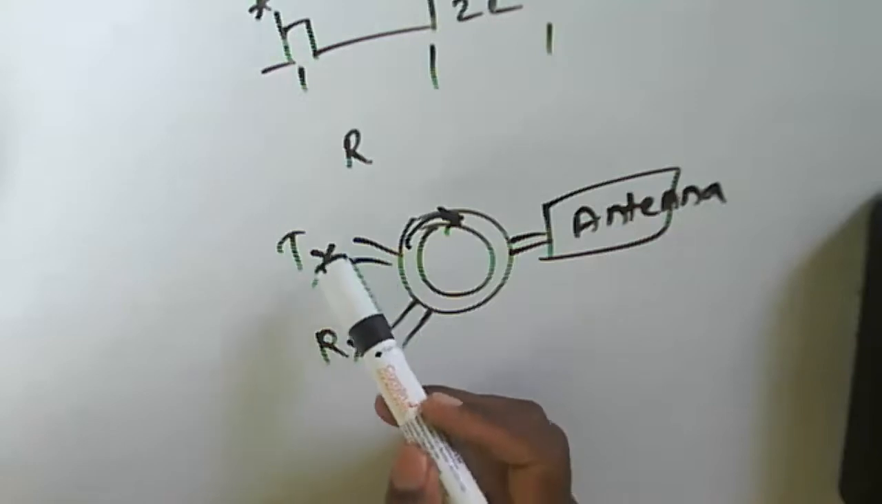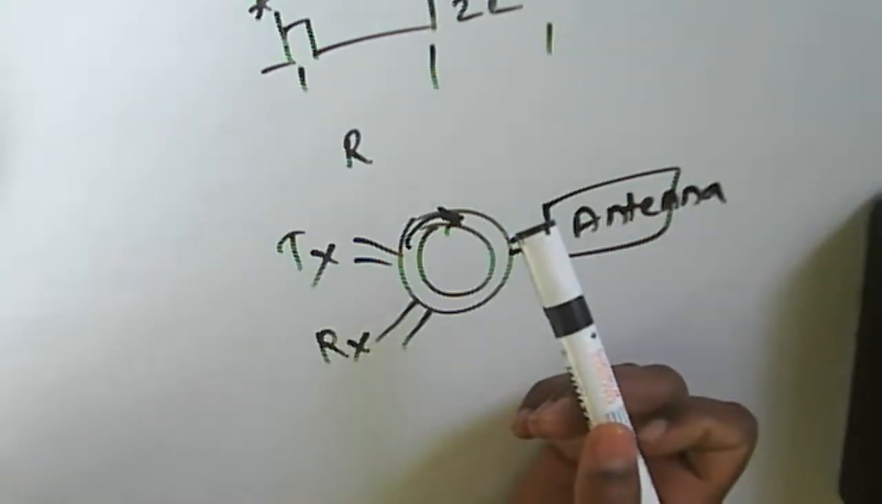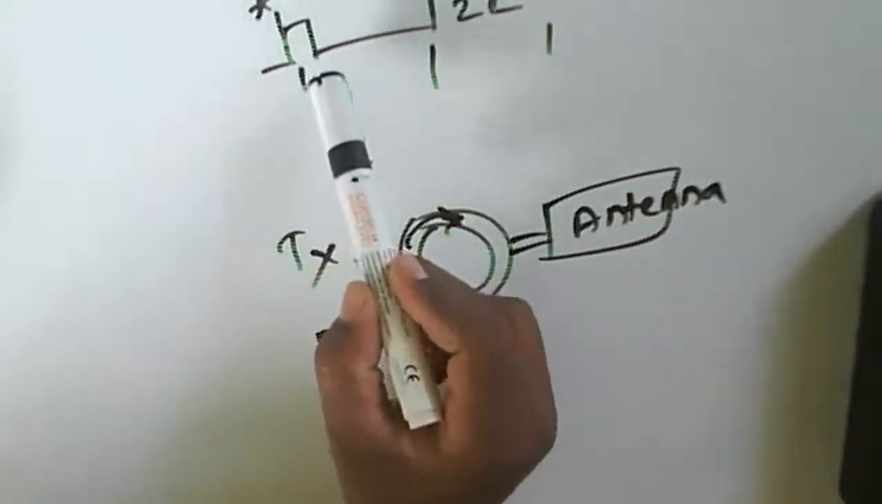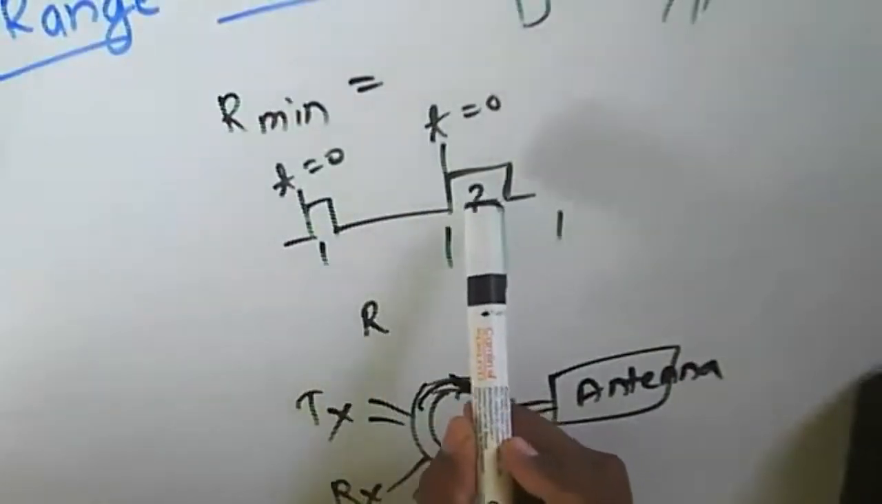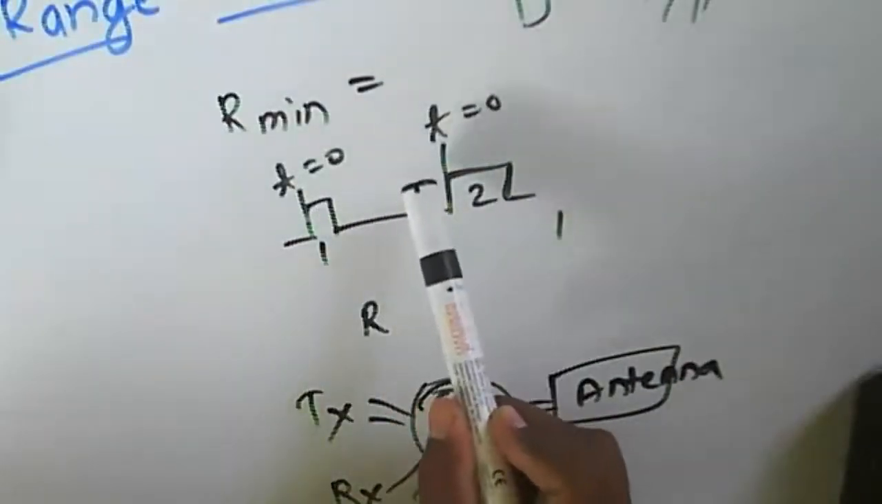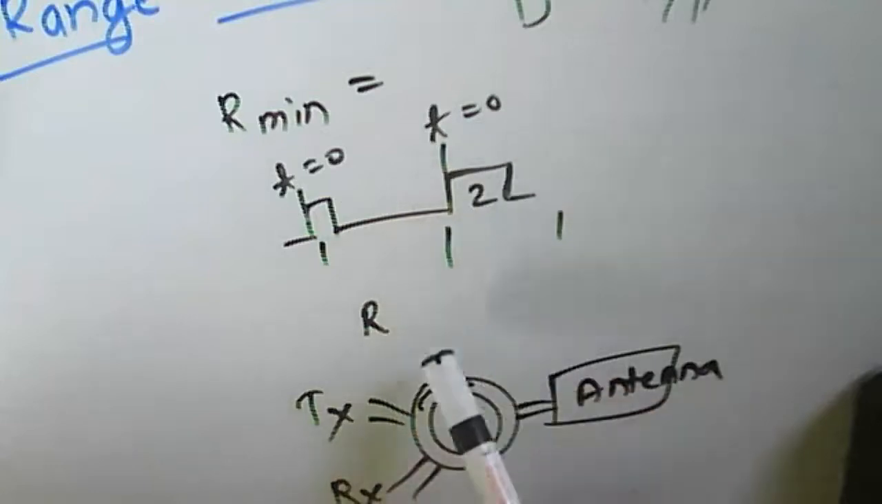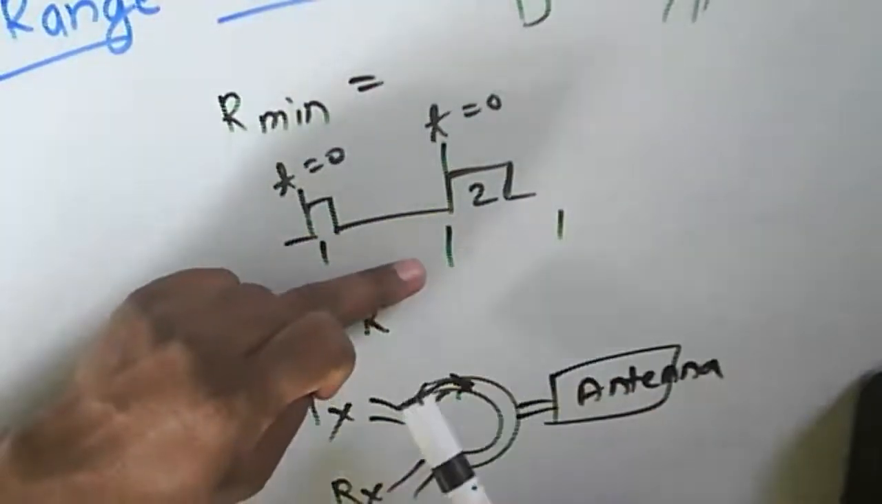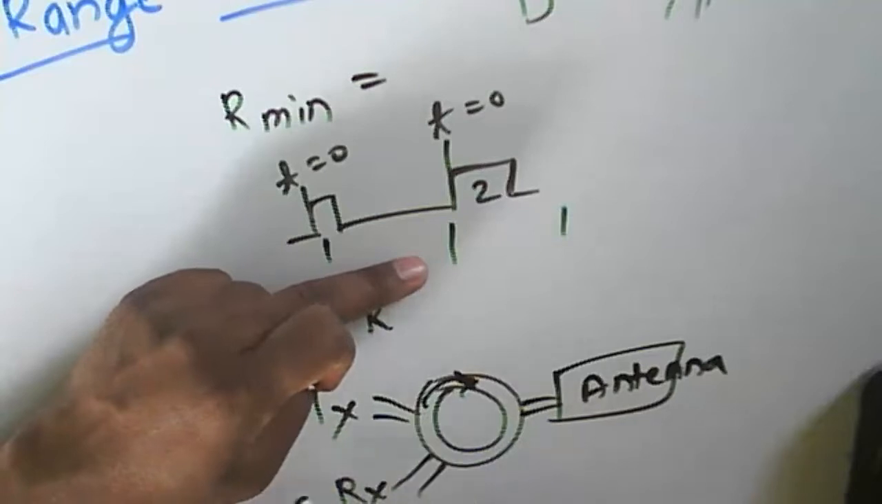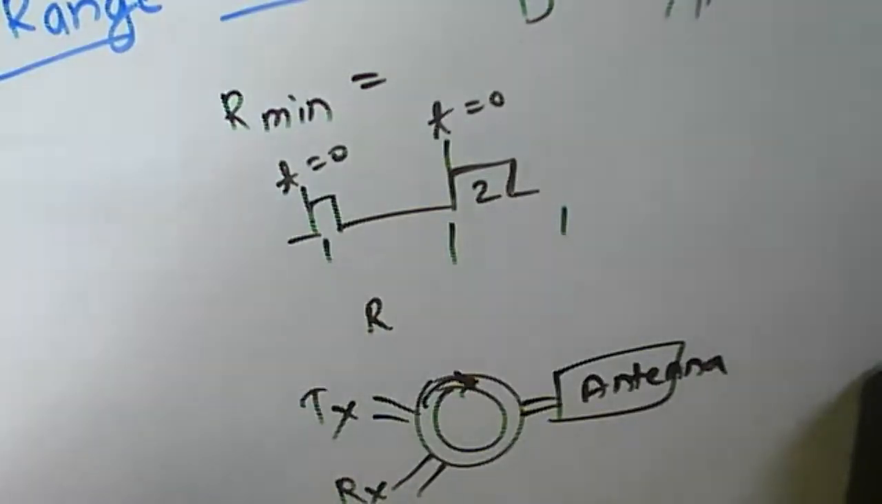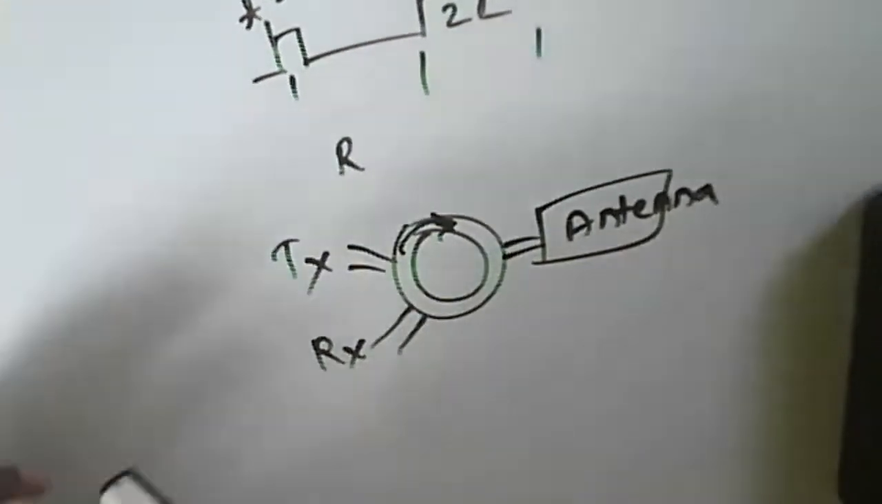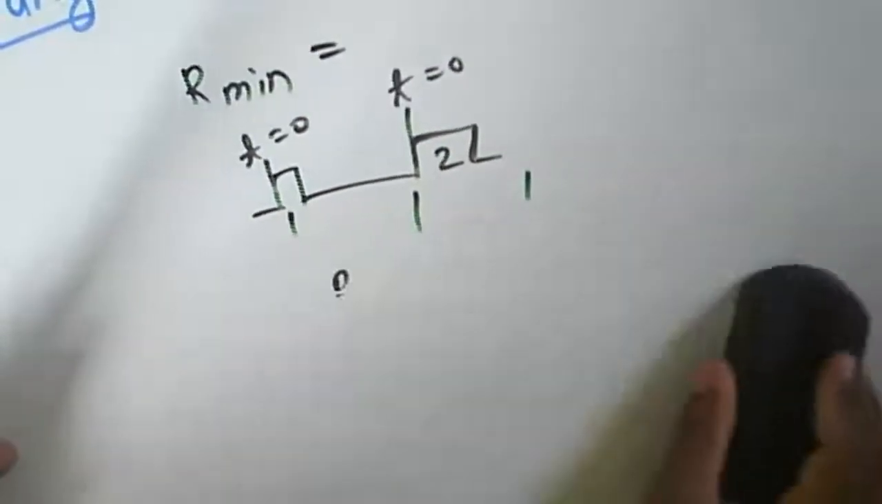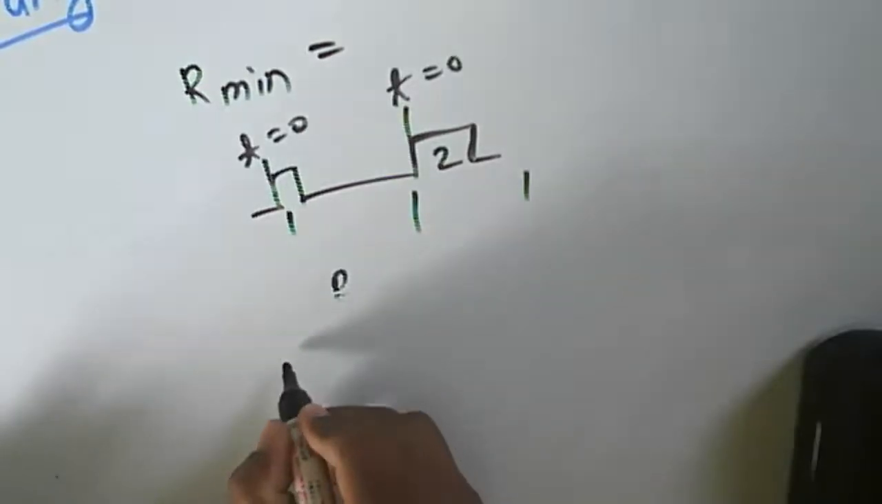Means we are transmitting the pulse at t equal to 0, and we are sending the pulse at t equal to 0. At that time the receiver is off, and the device considers that as t equal to 0, the timing. So t equal to 0 means the pulse is received at t equal to 0. That is about the ambiguity. So that's why we need to find out what the minimum usable range will be here.